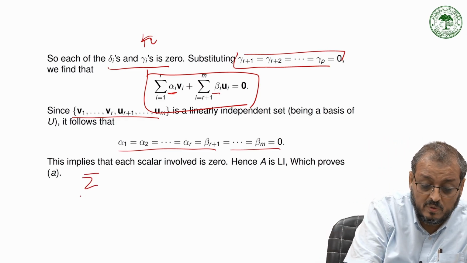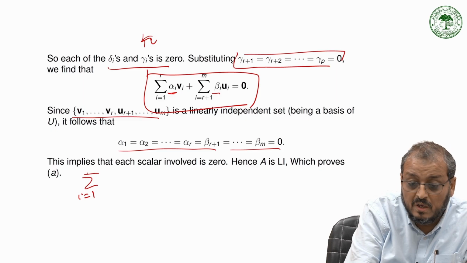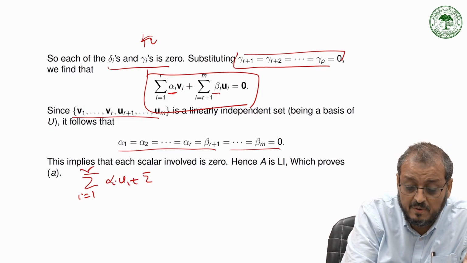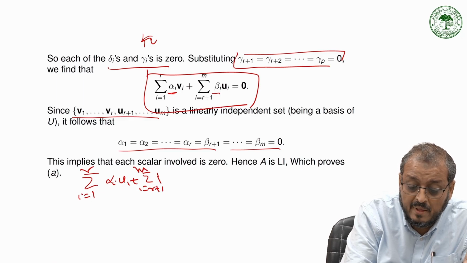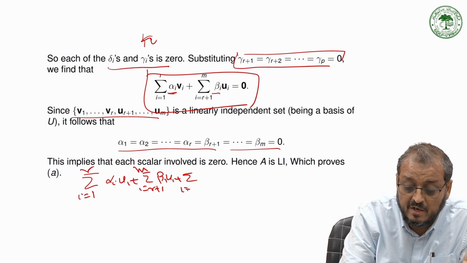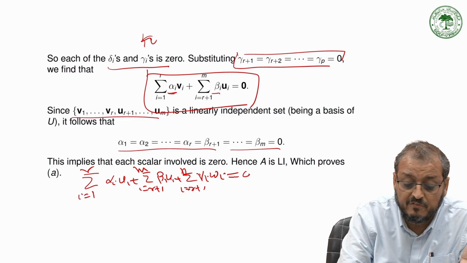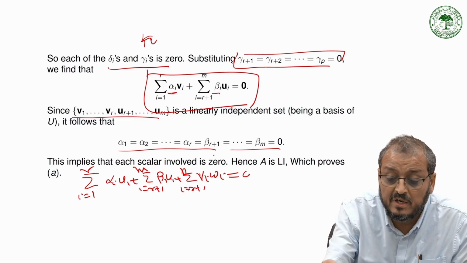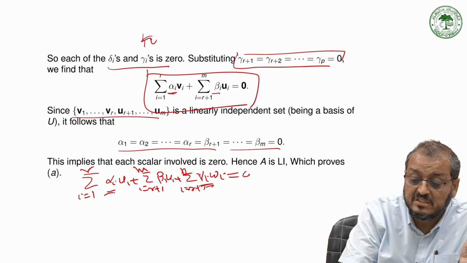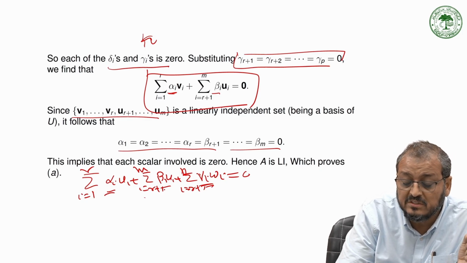This implies that the form is the sum of i running from 1 to r of alpha i vi, plus the sum of i running from r plus 1 to m of beta i ui, plus the sum of i running from r plus 1 to p of gamma i wi. Starting from this position, ultimately we show that each gamma is equal to 0, each alpha is equal to 0, and each beta is equal to 0.